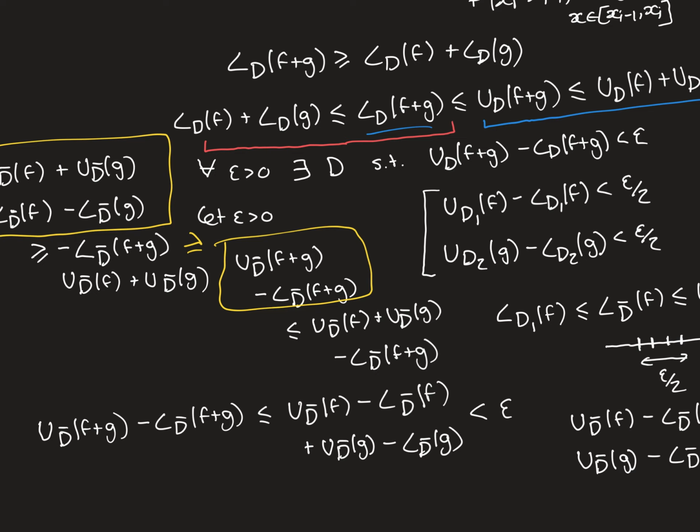This construction of the d bar dissection for which this inequality holds true would have worked no matter what epsilon you pick. Therefore, it is the case that for all epsilon greater than 0, there will exist a dissection such that the difference between the upper and the lower Riemann sum of f plus g for that dissection is less than epsilon. Hence, the function f plus g satisfies the Riemann integrability criterion and is therefore Riemann integrable over the interval ab.